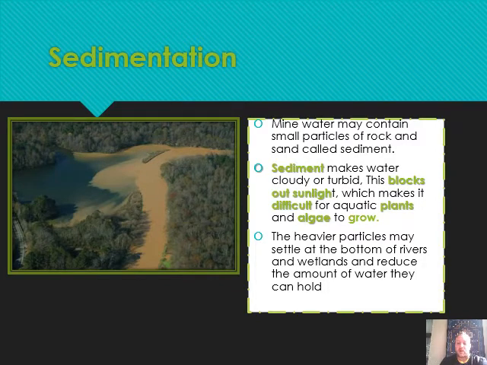The heavier particles may settle at the bottom of the river and wetlands and reduce the amount of water they can hold. This might lead onto flooding or flash flooding when there is a lot of rain, and that will cause erosion and stuff, as we spoke about when we did availability and we spoke about flooding over there.